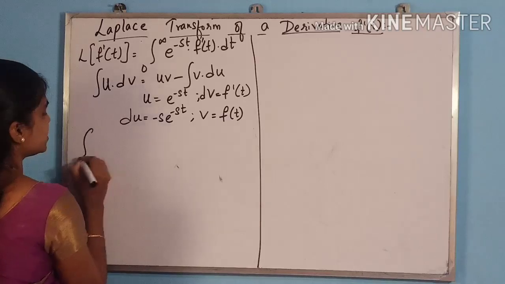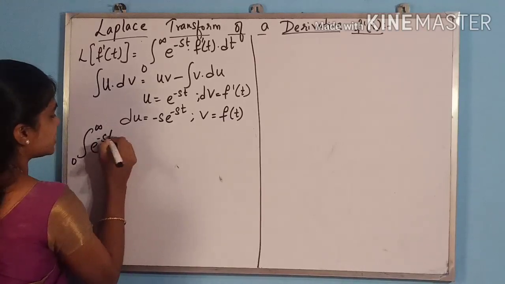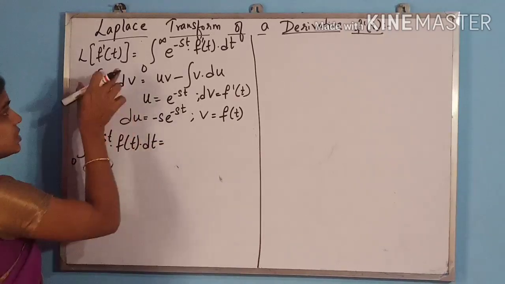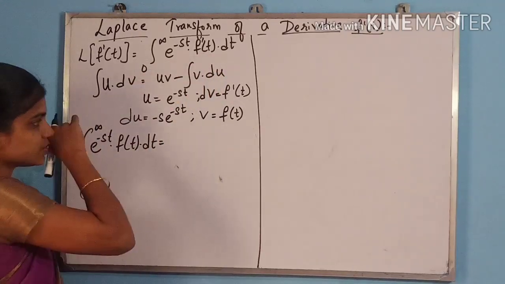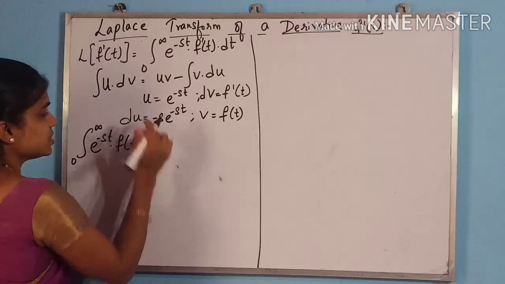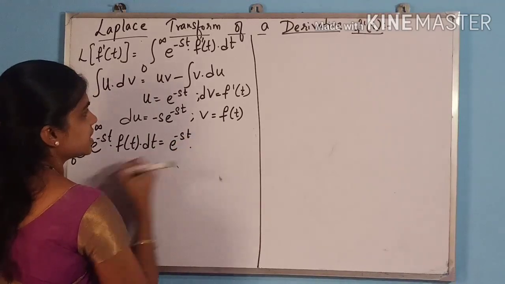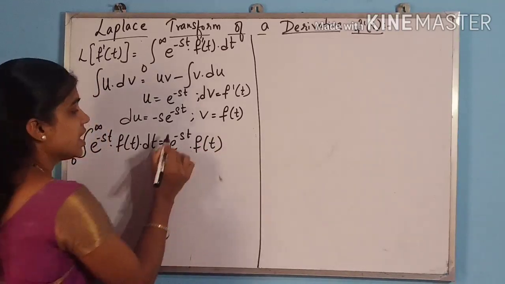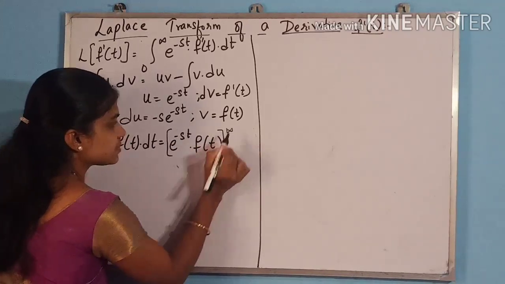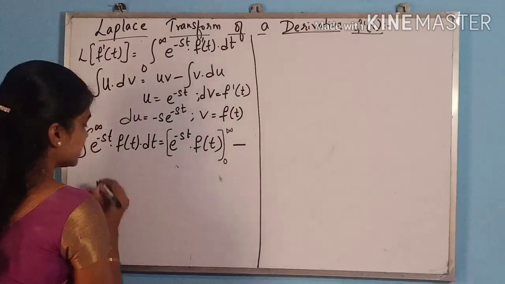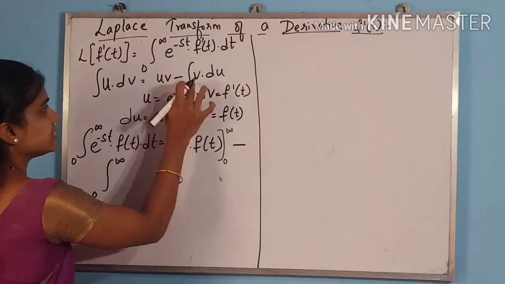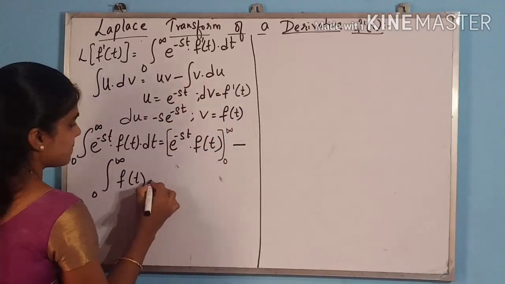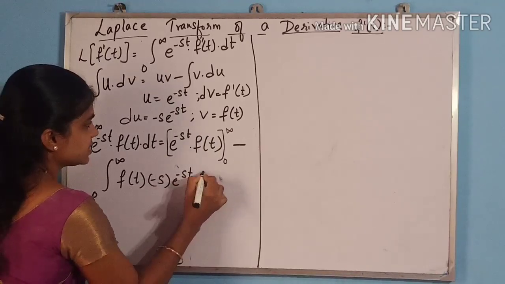So we have integration 0 to infinity e raised to minus st f prime of t dt is equal to, right? So this is our LHS. So what is our RHS? U into v. What is u? e raised to minus st into f of t. But since it is a definite integral, I'm going to apply the limits, minus integration 0 to infinity. What is v? f of t. And what is du? Du is minus s e raised to minus st dt.